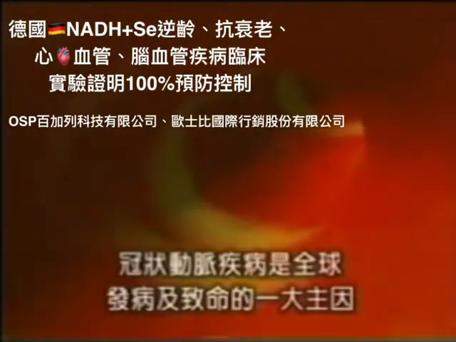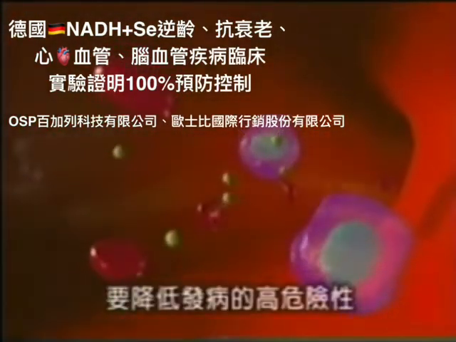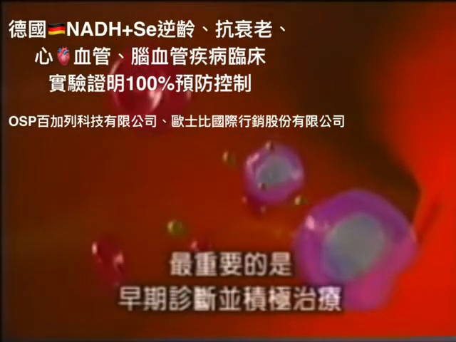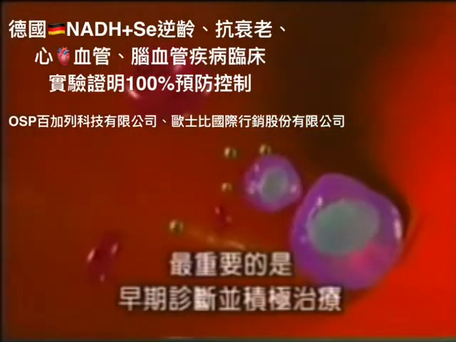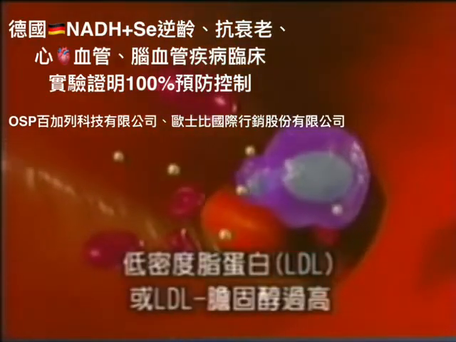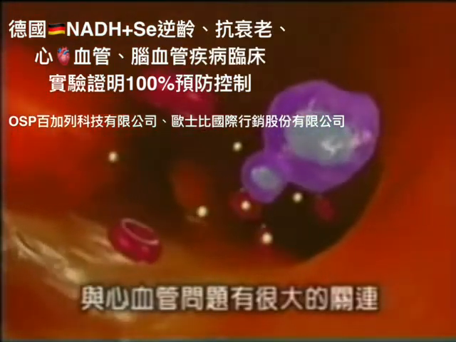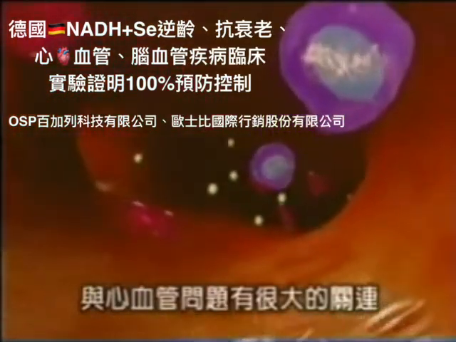Coronary artery disease is a leading cause of morbidity and mortality worldwide. To reduce the extraordinary risk associated with CAD, early recognition of CAD and aggressive risk factor intervention are imperative. Elevated low-density lipoprotein, or LDL cholesterol, is strongly associated with an increased risk of cardiovascular events.